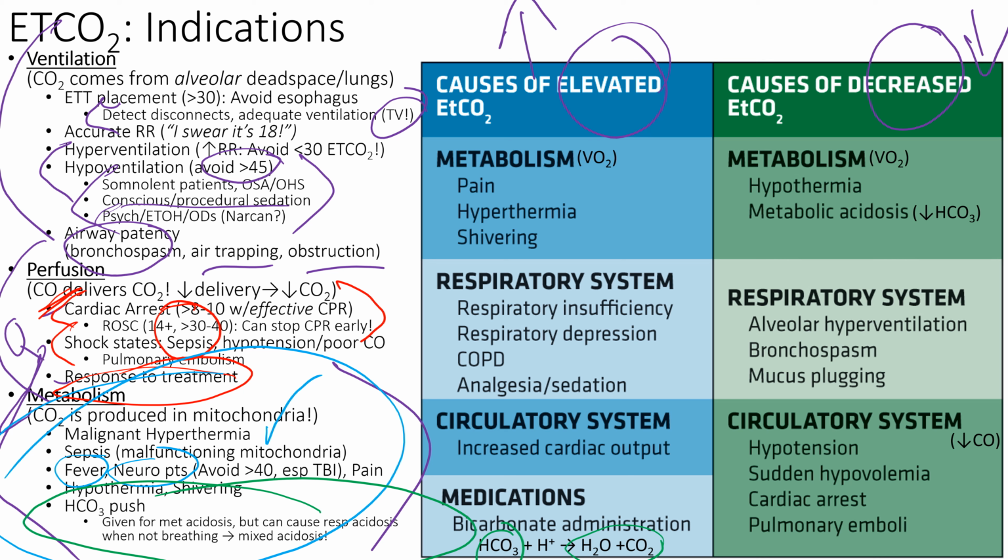So if you give a bicarb push, it's going to neutralize the hydrogen ions, and it makes more CO2, which is carbonic acid, and it's going to the lungs to get rid of it. I can't because I'm not breathing. So then it worsens the acidosis. So this is why bicarb is not indicated in cardiac arrests, right?